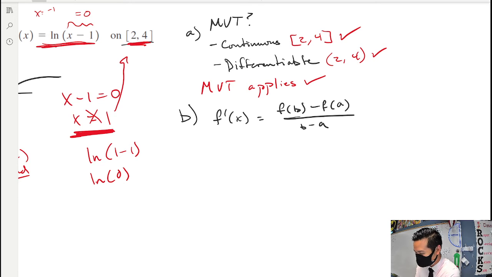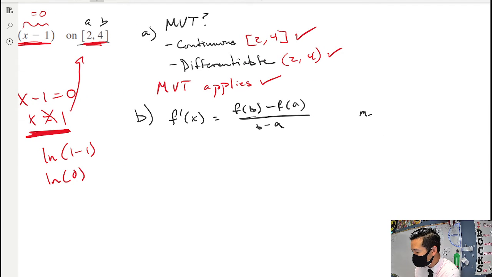All right, what was we? Okay, so before we start talking about random stuff, my A and my B is right here. A is 2, B is 4, right? So let's do this real quick on the side over here. Let's say I was looking for the slope of the secant line. I'm going to plug in f of 4 minus f of 2 over 4 minus 2. Well, f of 4 is equal to the natural log of 4 minus 1, minus f of 2, which is the natural log of 2 minus 1.